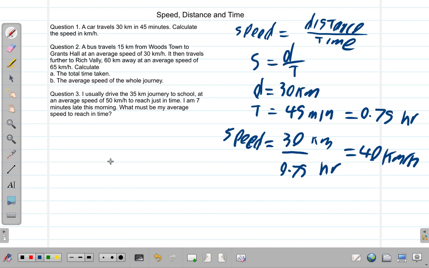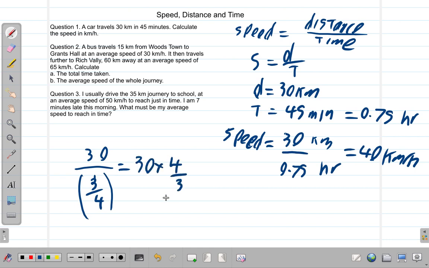Now we used a calculator, but if this was a multiple choice exam where you're not allowed to use a calculator, what you could do is say 30 divided by 3/4. When you have a number divided by a fraction, it's the same as 30 multiplied by the reciprocal of the fraction. So 3 over 4 becomes 4 over 3. There's 1 3 into 3, and there are 10 3s into 30. 10 fours is 40. Alright? We have 40 kilometers per hour as our answer.